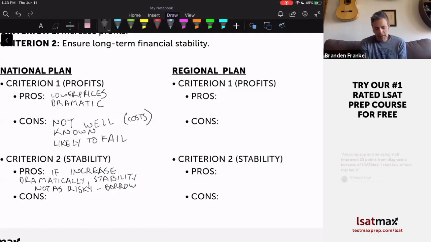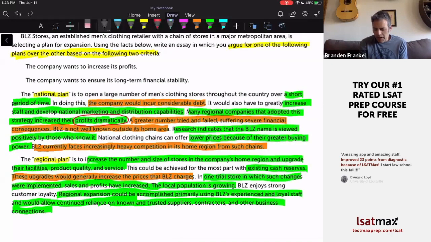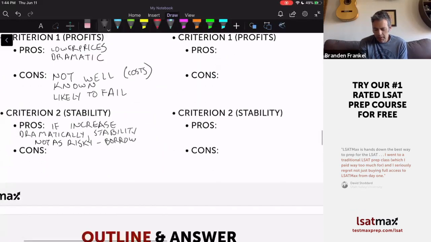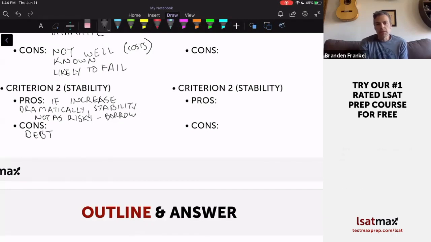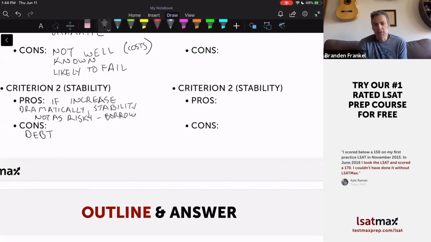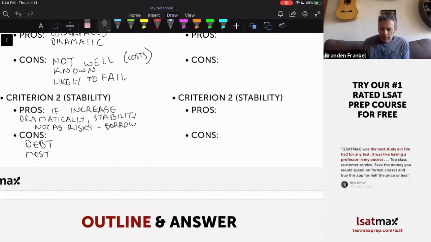All right, cons when it comes to stability. This one I think is really easy. They tell us that a greater number have tried and failed, suffering severe financial consequences. BLZ is not well known outside its home area. Con is we're taking on debt, and that doesn't make you stable, even though you can sometimes restructure, and it doesn't necessarily mean that you're not going to be in business at the end of the day. Debt is still very risky. So you're going to take on a lot of debt. Most have failed that have tried this. That is a big, big problem.